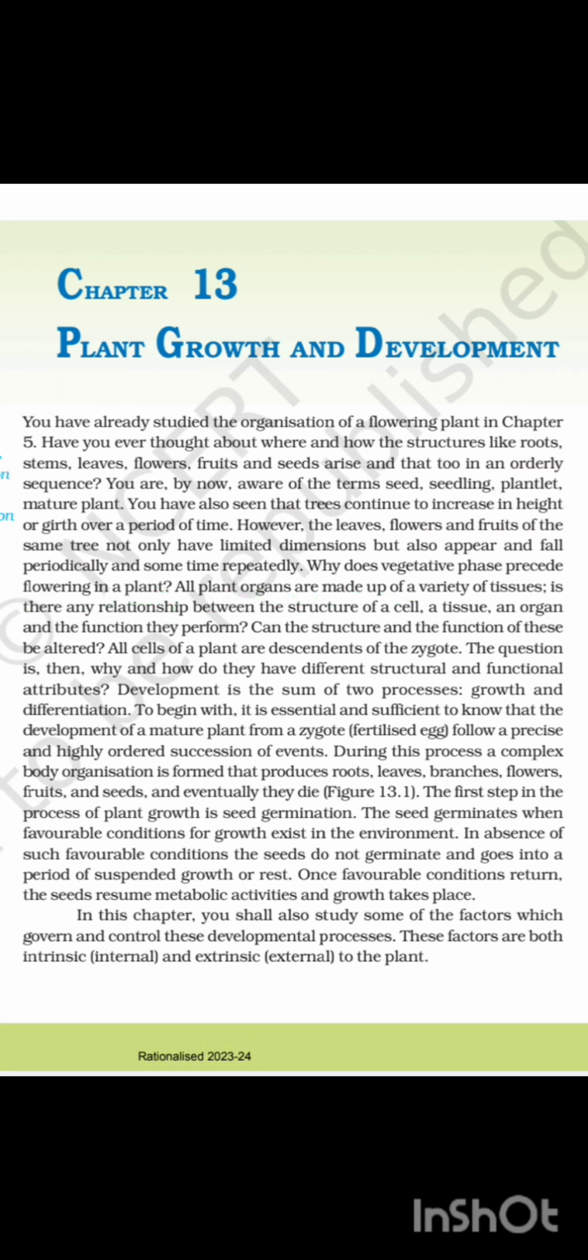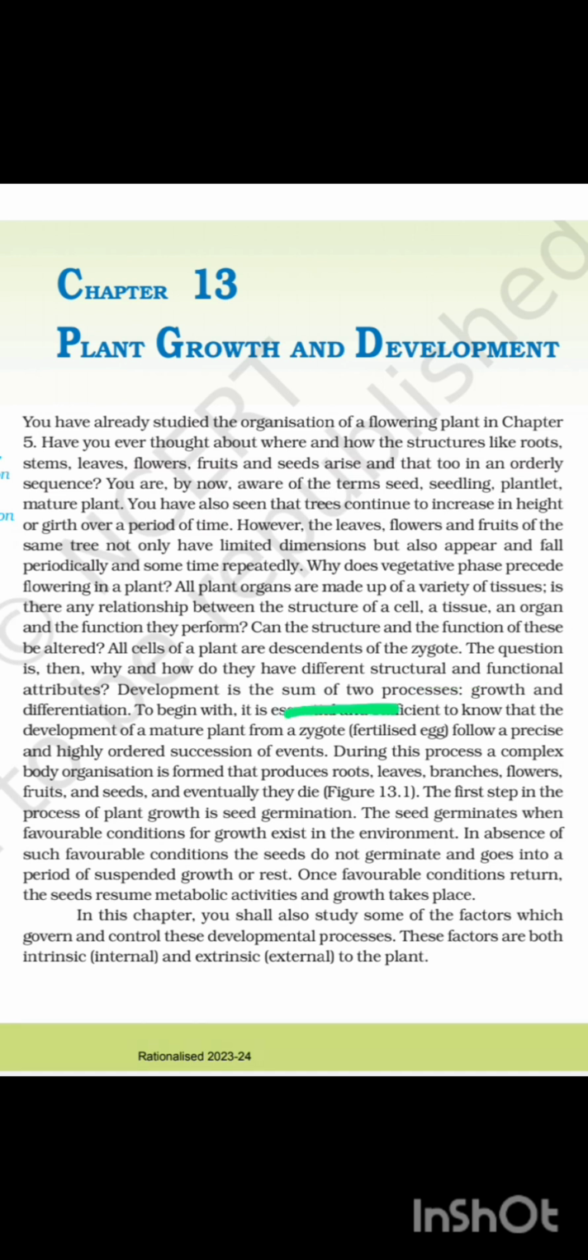Why does the vegetative phase precede flowering in a plant? All plant organs are made up of a variety of tissues. Is there any relationship between the structure of a cell, a tissue, an organ, and the function they perform? Can the structure and the function of these be altered? All cells of a plant are descendants of the zygote. The question is then why and how do they have different structure and function attributes?